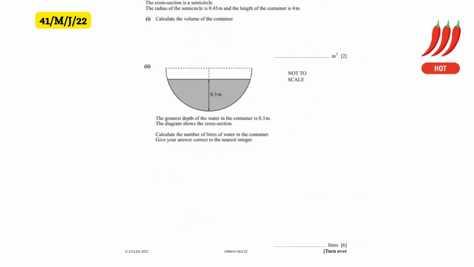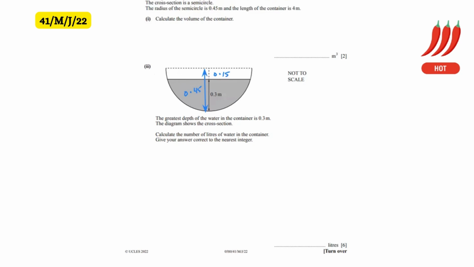Then it says the greatest depth of the water in the container is 0.3 meters. The diagram shows the cross section. Calculate the number of liters of water in the container. Give your answer correct to the nearest integer. The entire height, or like the radius, this was given as 0.45. So that means this is 0.15. This part over here at the top.